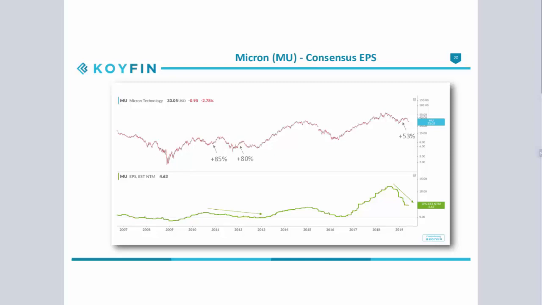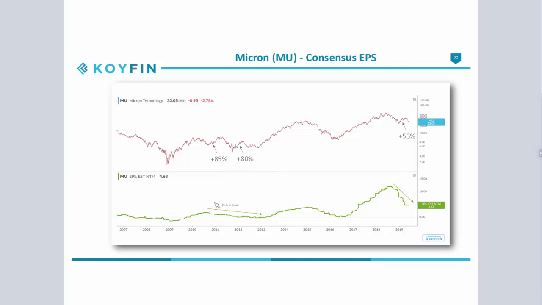So let me show you an example of how to do that. So this is back to our friend Micron. Remember, this is a semiconductor company. So on top here, I have the Micron stock price. On the bottom here, I have next 12 months earnings estimates. So at every point in time, this is what analysts are projecting for earnings for the next 12 months.